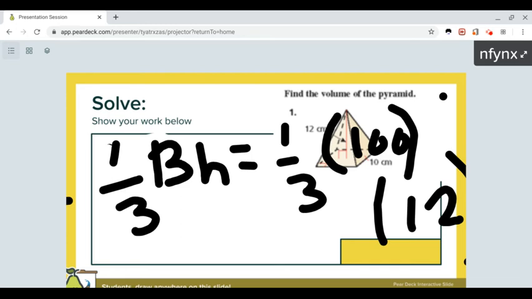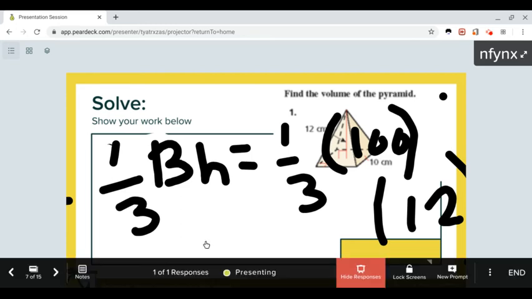Okay, so obviously one of the things is it doesn't really give you too much room if you're using your finger to write the responses. Which is the reason that you might be seeing some of this just overlapping the entire problem, which is fine. So it's going to be a third times my formula, base times height, a third times the base of this pyramid.